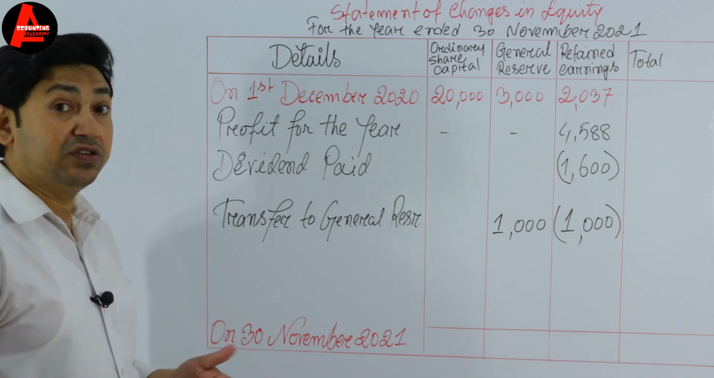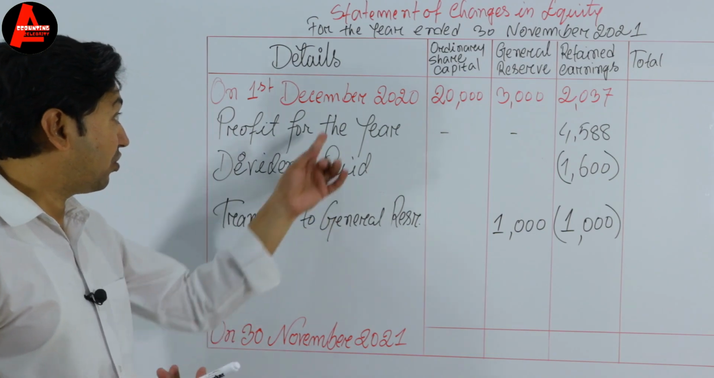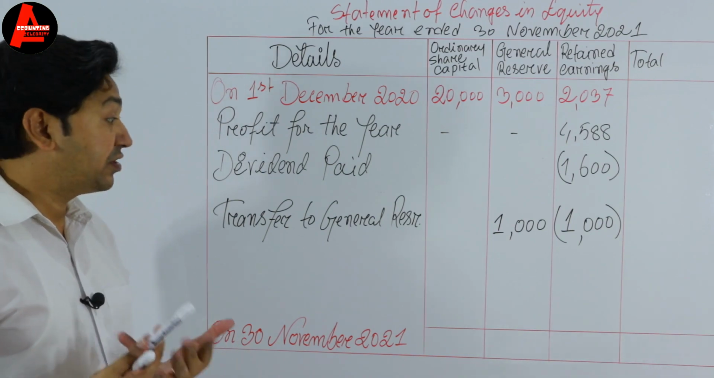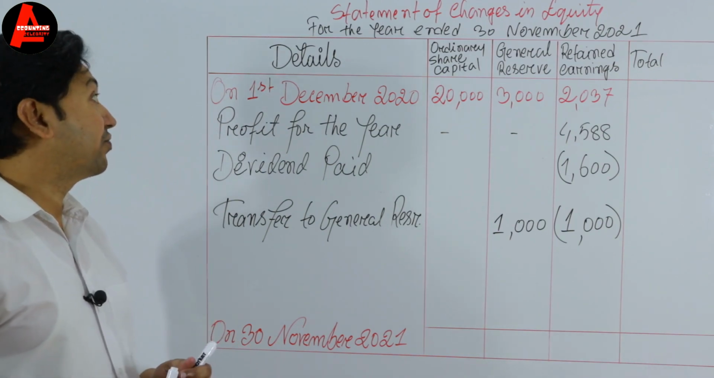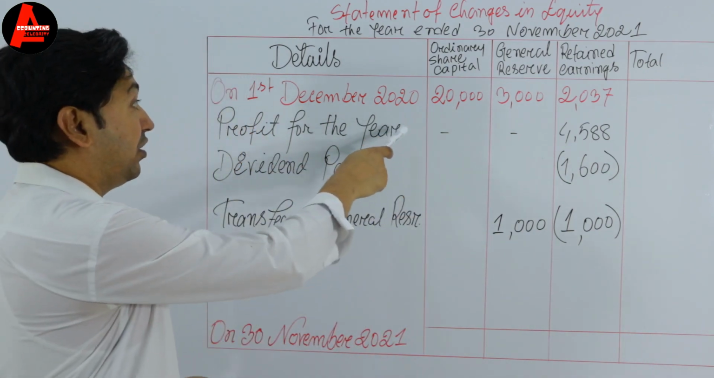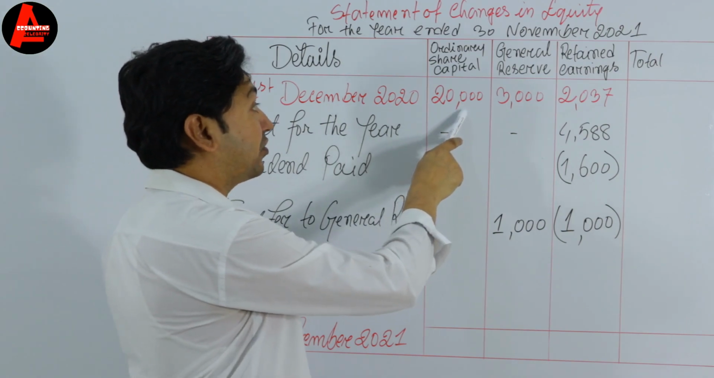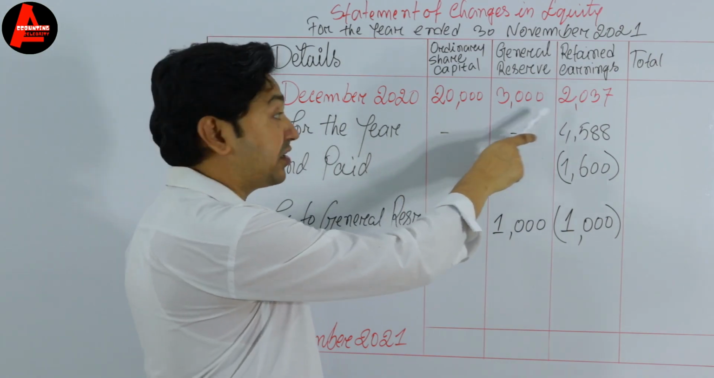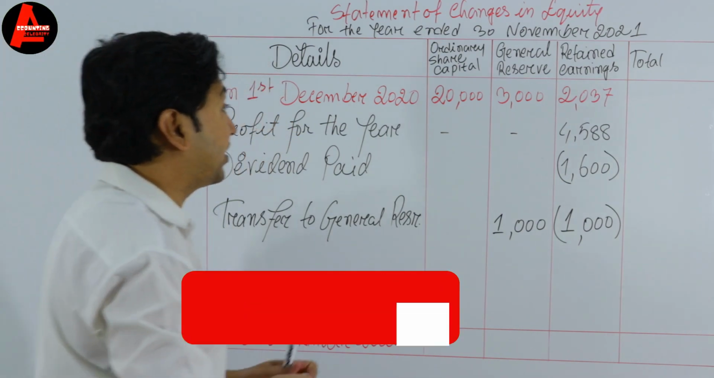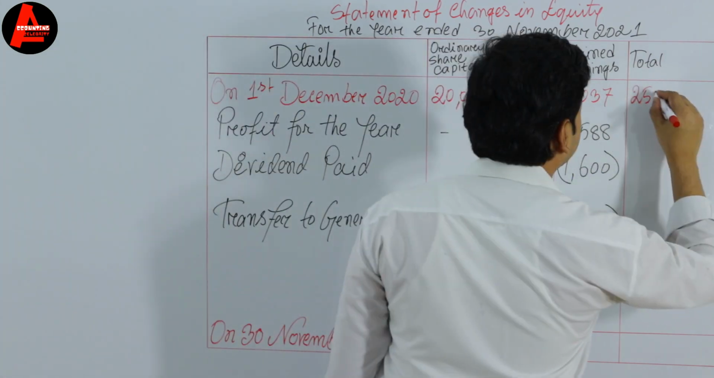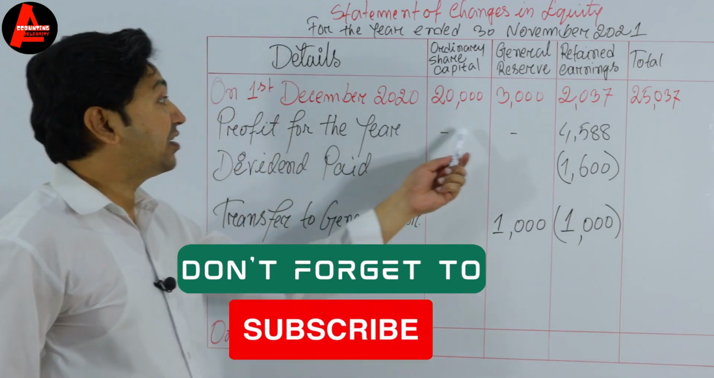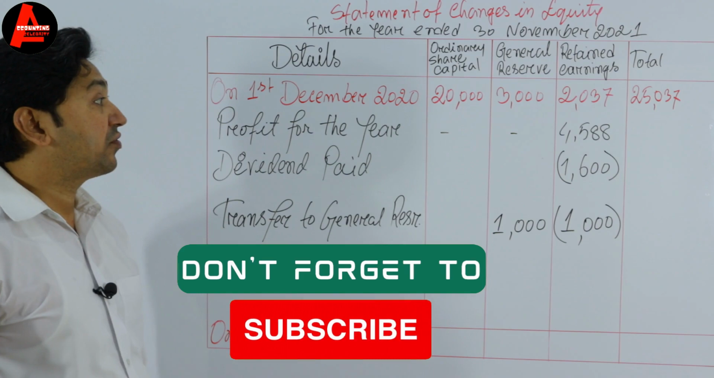Now what to do? Now we need to check our closing balance. This is the opening balance and we have to check the closing balance. How to check? We will sum up horizontally and vertically. First of all we will sum up horizontally. On 1st December 2020 we have $20,000, $3,000 and $2,037. If we sum up all those, we get $25,037.